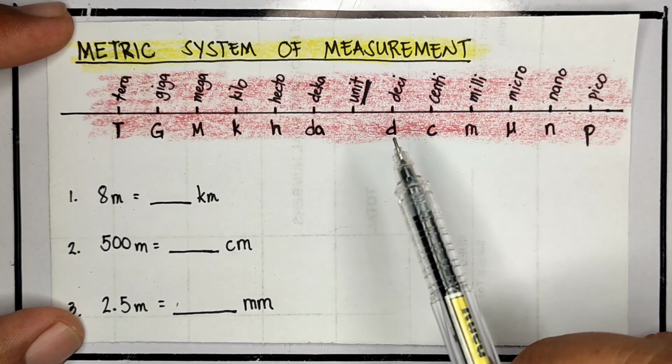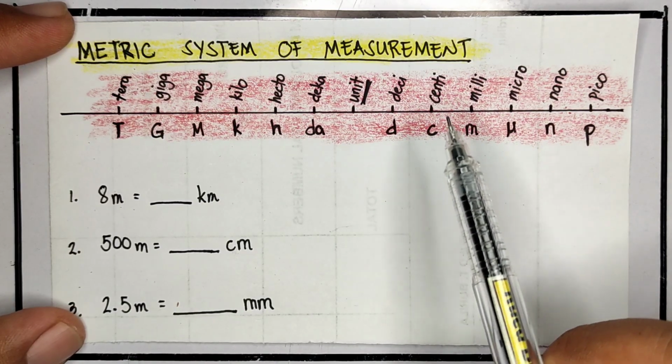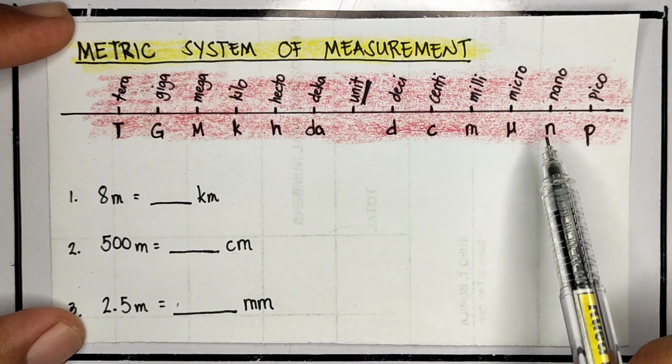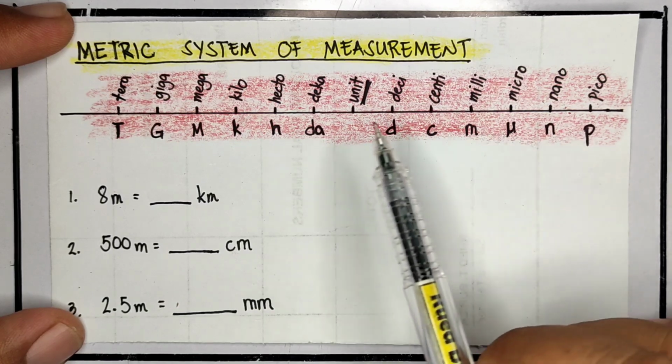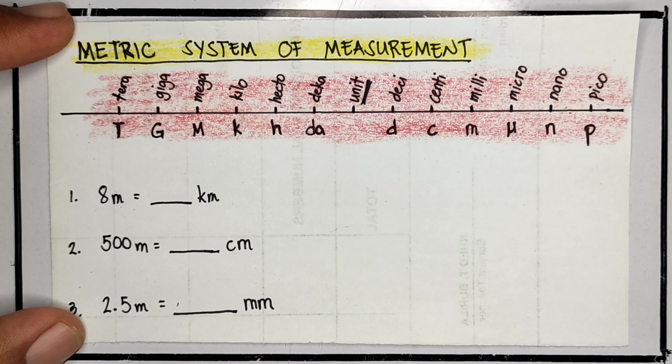That is for metric. Then D, centi, milli, micro, nano, and pico. These are the prefixes we are using in the metric system of measurement.